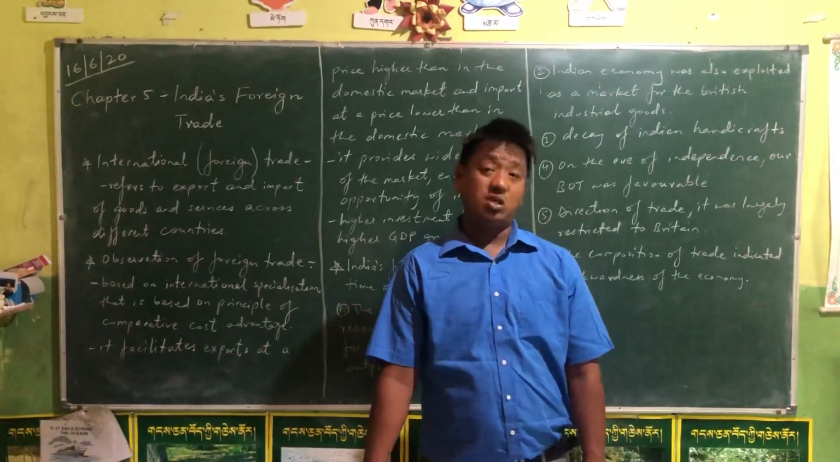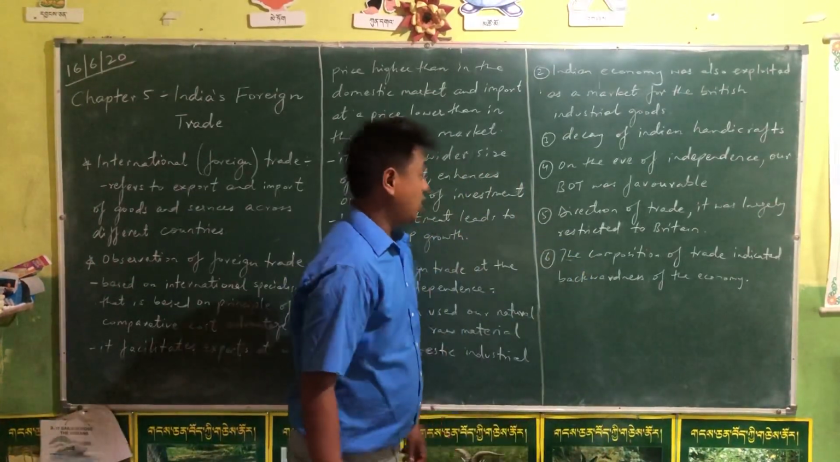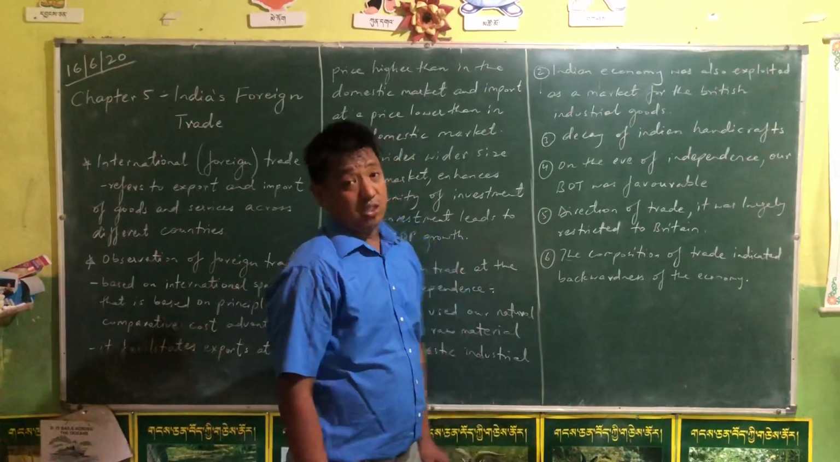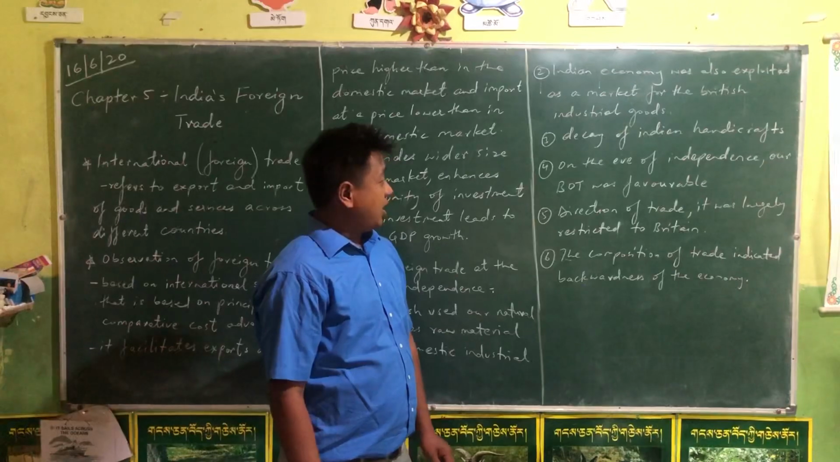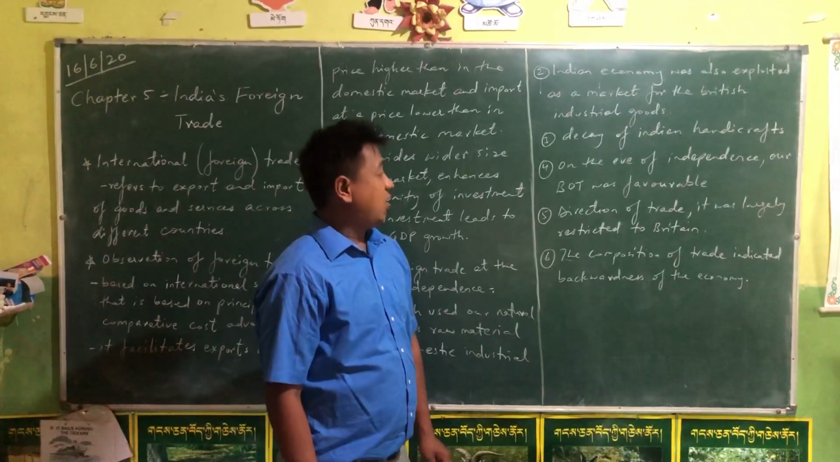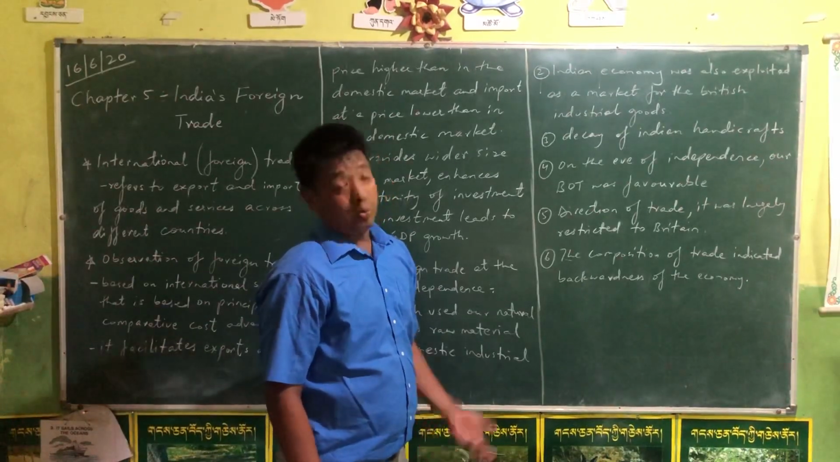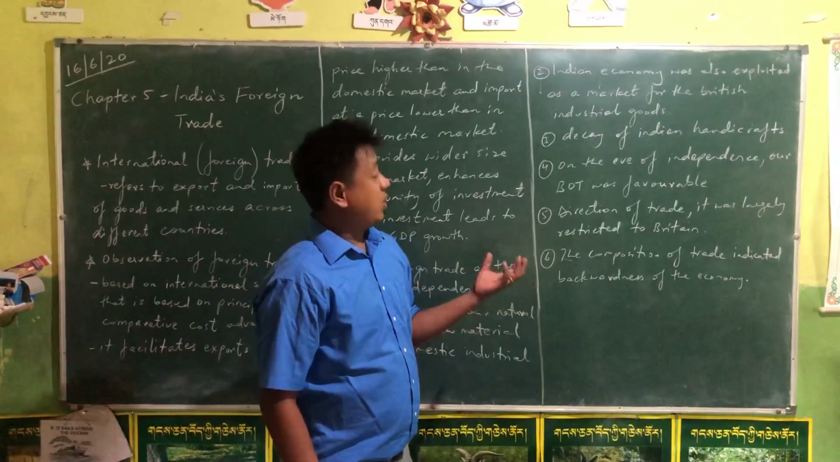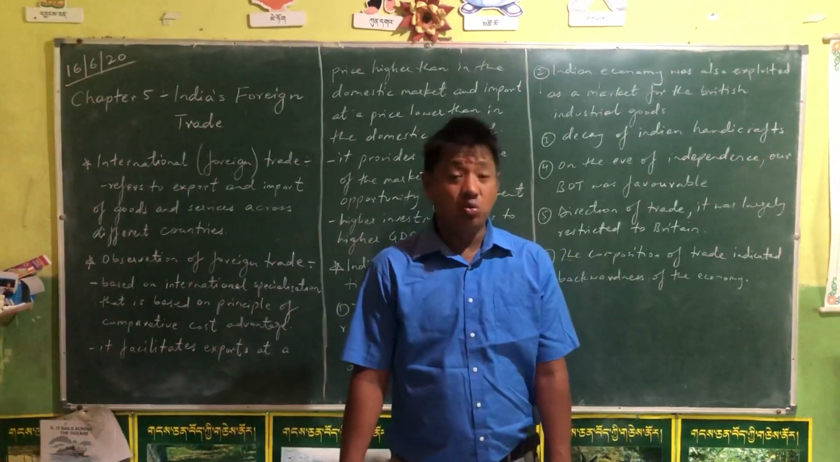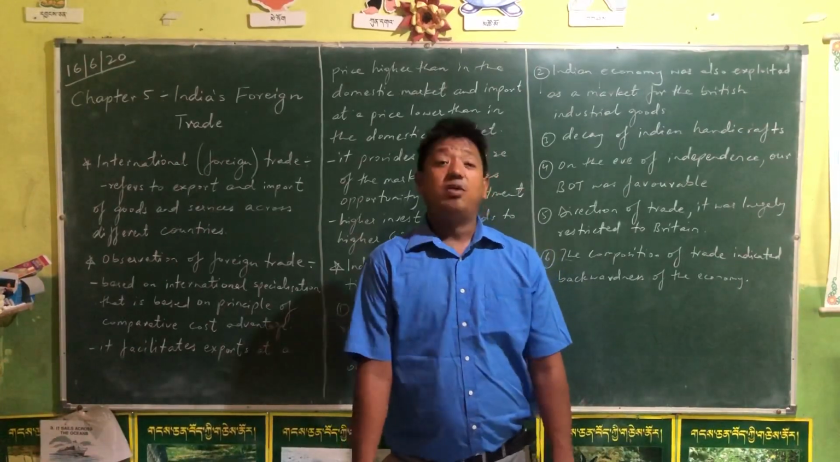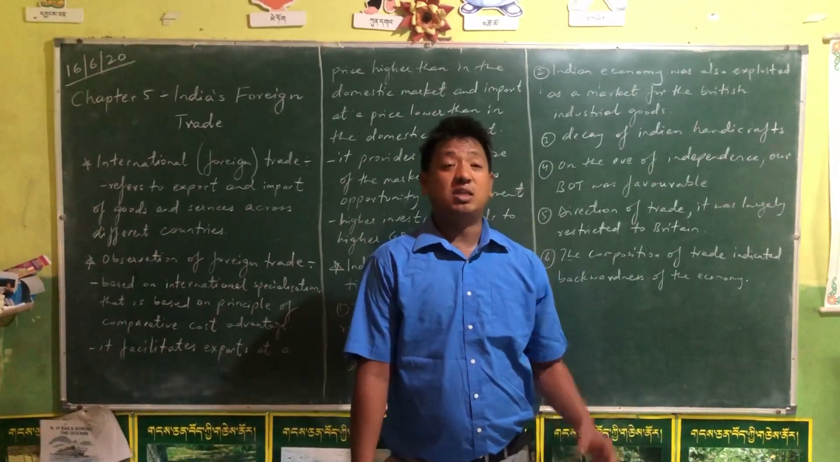Foreign trade. On the eve of independence our balance of trade, or we can say volume of trade, was favorable. Export was more and import was less, so now the favorable rate.